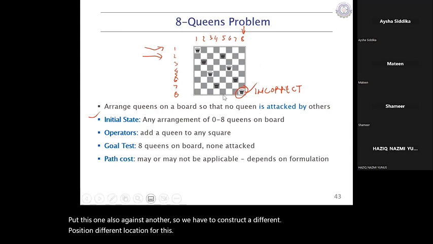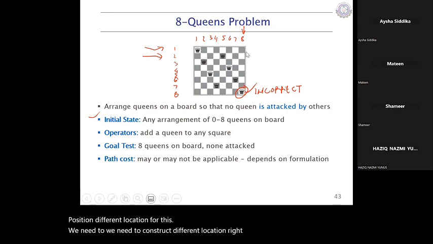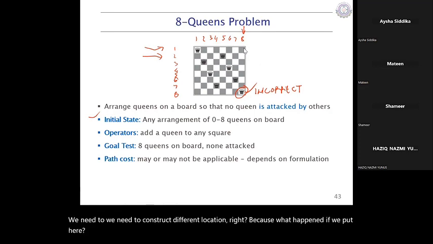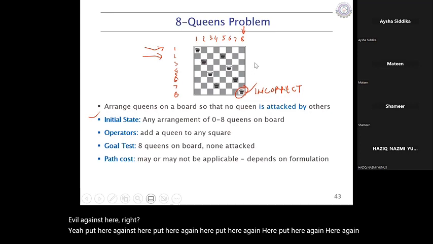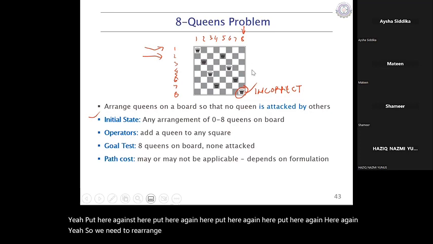Yeah, we need to construct a different location, right? Because what happens if we put it here? Still against this one. Here also against this one. Here also against this one. So we need to construct a different position. If we put here, it will be against here, and the same for every other square. So we need to rearrange the location, I mean the position of the queens, isn't it?